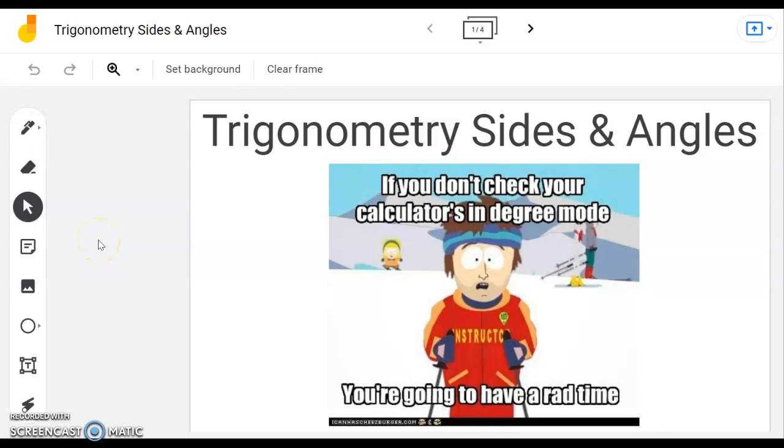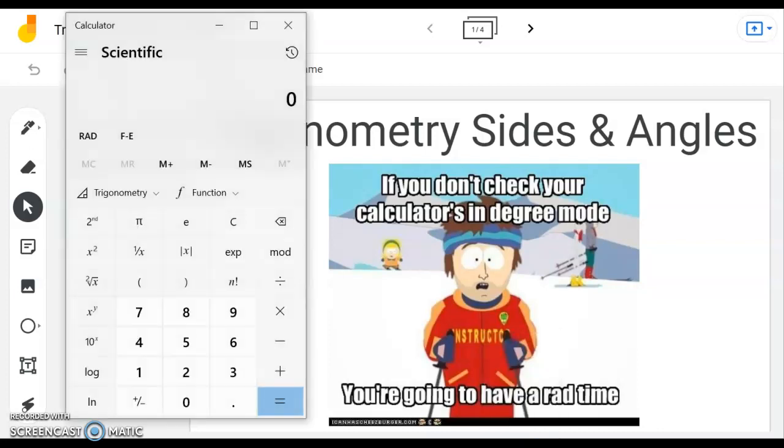All right, so now we're going to use our trigonometry to find missing sides and angles. And it says if you don't check your calculators in degree mode, you're going to have a rad time. Okay, so let's talk about that because your calculator, whether it's on your phone or in the classroom, needs to be in degree mode. So when I pull up my calculator, that's going to be here. So you want to look for RAD or DEG for radians and degrees.